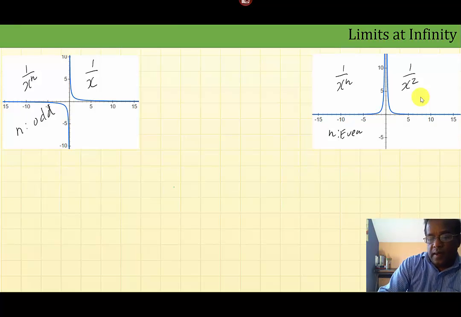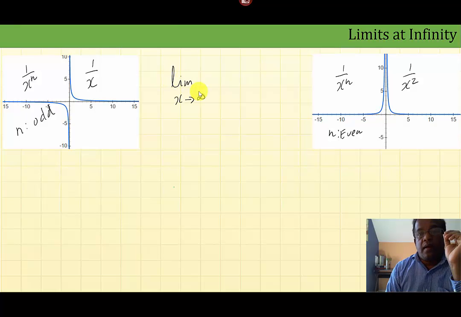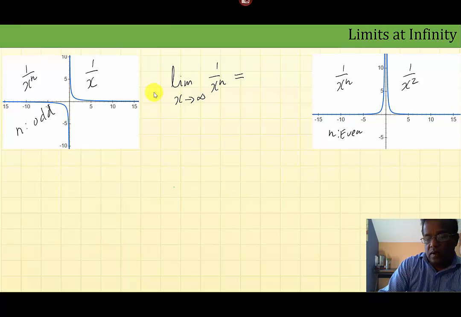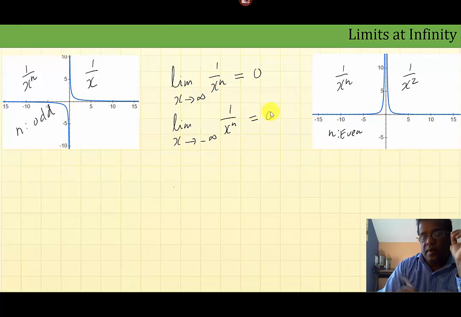Either way, what we see here is that as x goes to infinity, 1 over x to the n approaches 0. Both of these approach 0. And also, as x approaches negative infinity, it doesn't matter whether the power is even or odd, it is going to approach 0. So we are going to use these rules when we want to solve problems.